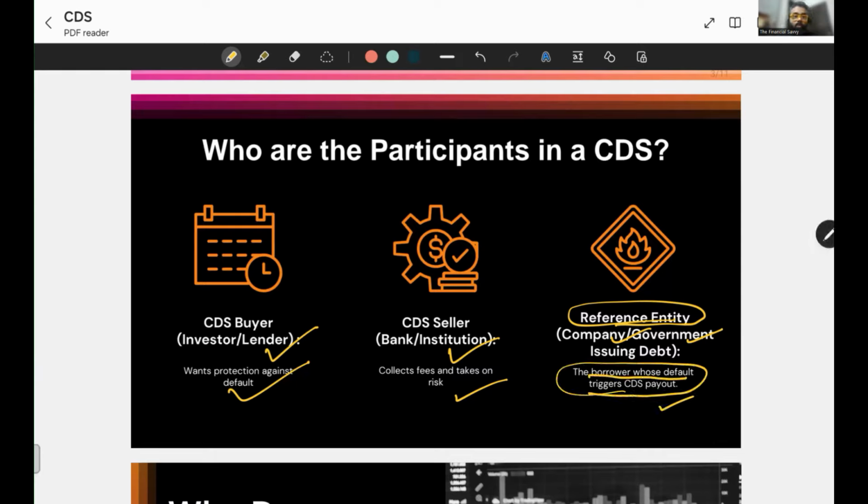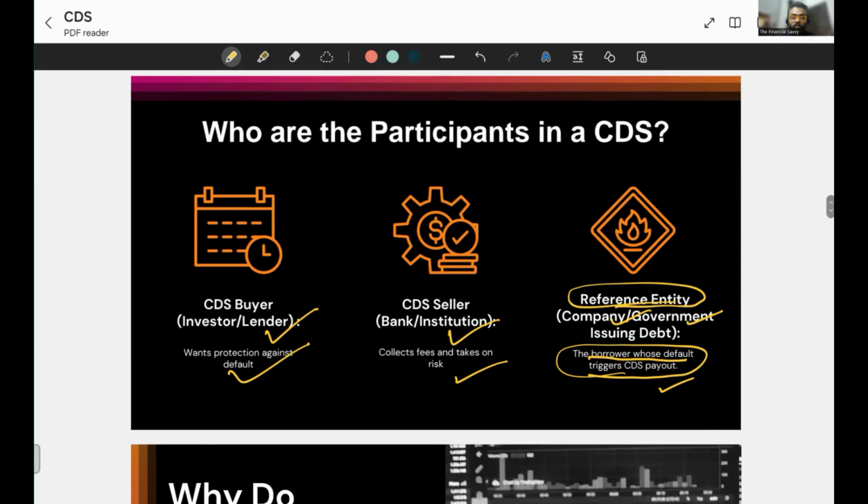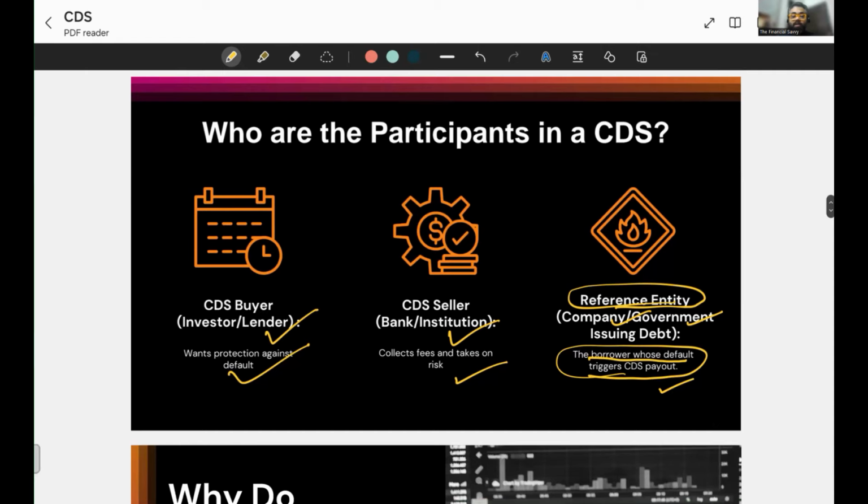The reference entity means the borrower who might default. So in the example, I explained that I, or maybe you, was the lender, right? You provided the money, you lent the money to your friend, and now you have a fear that maybe your friend might default. So your friend in the example was the reference entity, the borrower who might default, triggering the CDS payout. So these are the players, and these are the players who make up the CDS market, right? Now you know who all the participants in the CDS contract are.